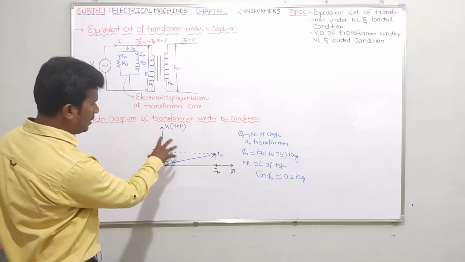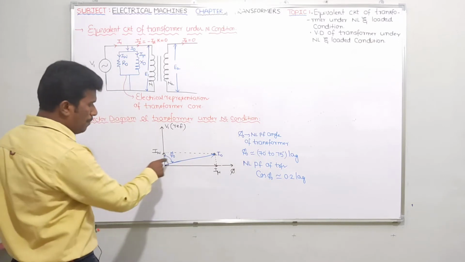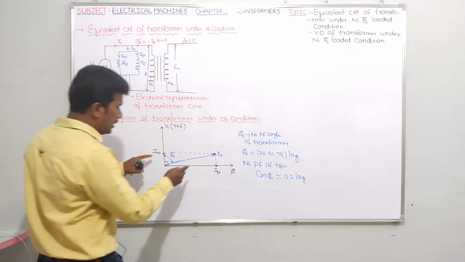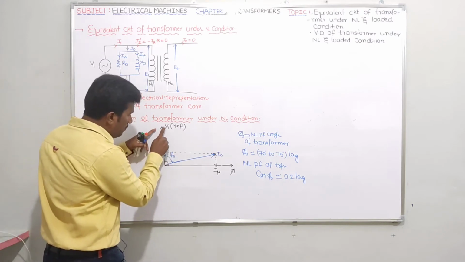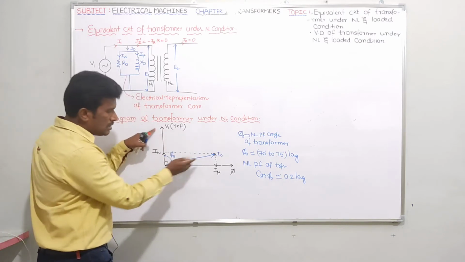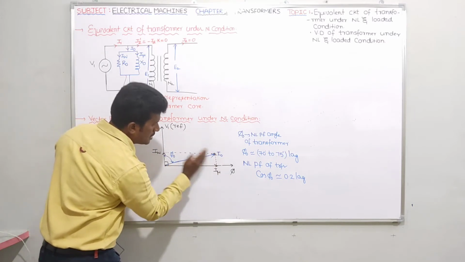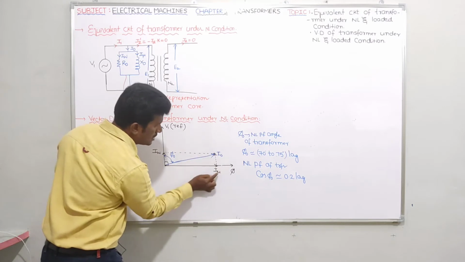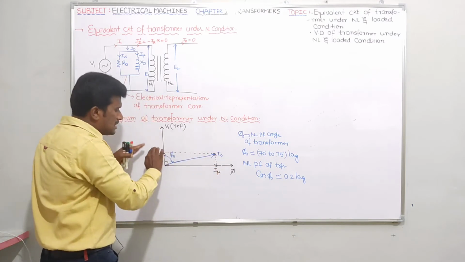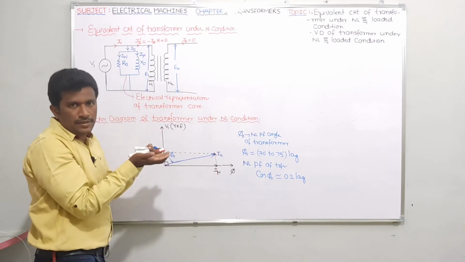Please try to see this vector diagram. I can try to understand why the φ0 value is more. Very simple. See, the angle between V1 and I0 is only φ0, no? Suppose I0 is coming this side, towards Iμ, I can say. That's the reason the φ0 angle is increasing.